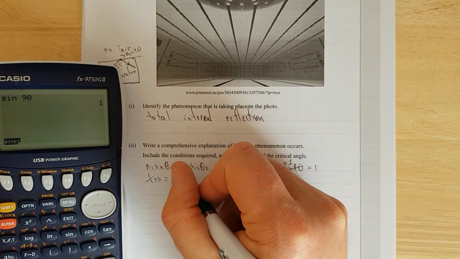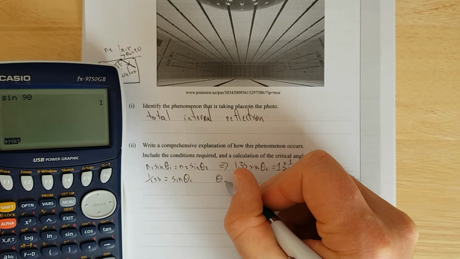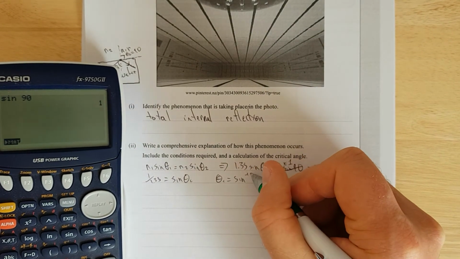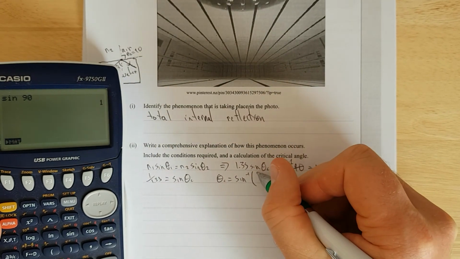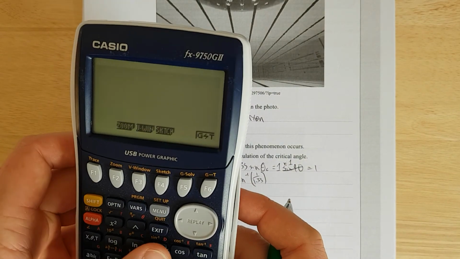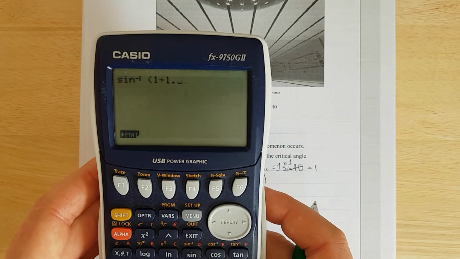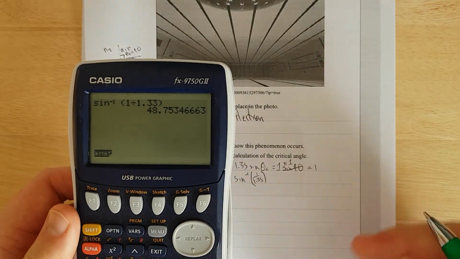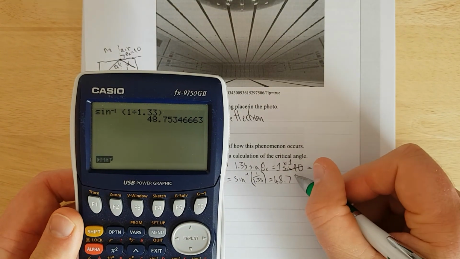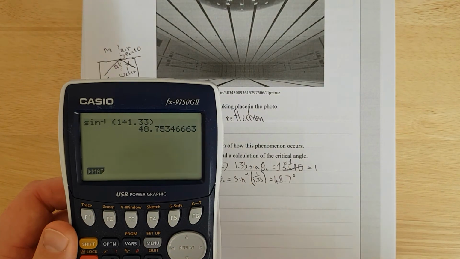Equals sine of the critical angle. In other words, the critical angle is equal to sine inverse, because you take the inverse of both sides, it cancels it out, of 1 over 1.33. I'll do that on a calculator. Shift sine, 1 over 1.33, bracket. Sweet. 48.7 degrees. That's it. That's the critical angle.